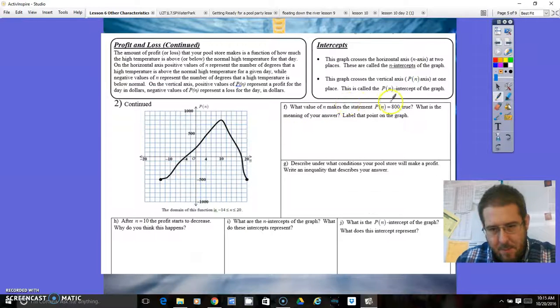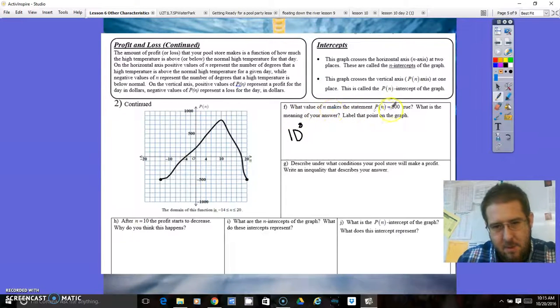What values of n makes the statement P of n equal 800 true? So when does it equal 800? 500, 600, 700, 800. It only equals 800 right there, so it has to be 10 degrees. Is that really degrees? That really doesn't make sense. How much is a function is how much the high temperature is above the normal. Oh, that makes more sense. So when it's 10 degrees above normal is when they'll make the most amount of money. I have to say, 10 degrees, that is frigid cold. That is a lot colder than your freezer.